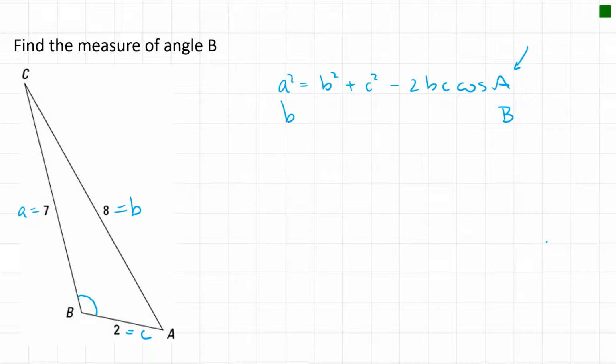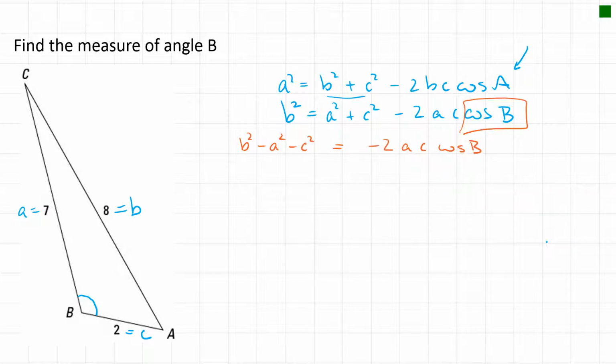This also changes to a B, and these two are the other two sides in the triangle, so it's a squared plus c squared minus 2ac times the cosine of B. I have to find angle B, so I'm going to isolate, for starters, the cosine of B to begin with. So I'm going to subtract a squared and c squared from both sides.